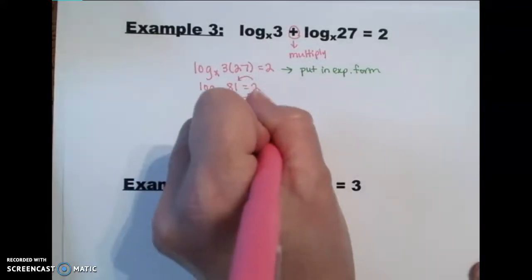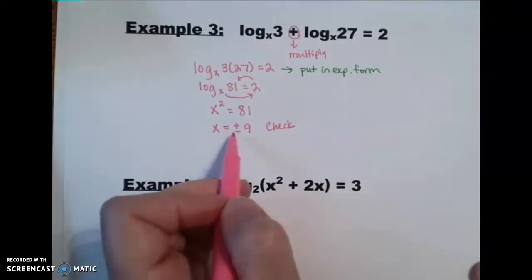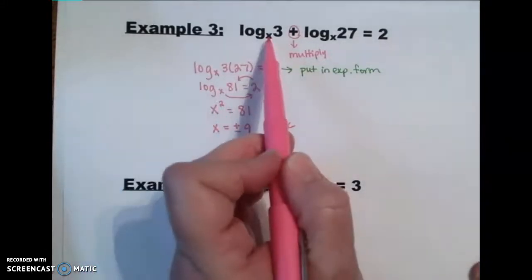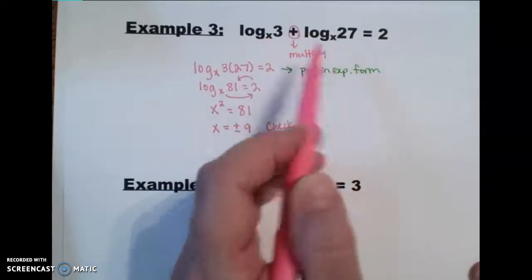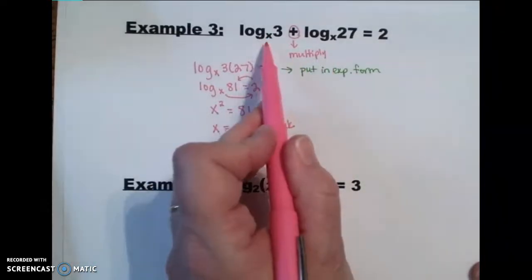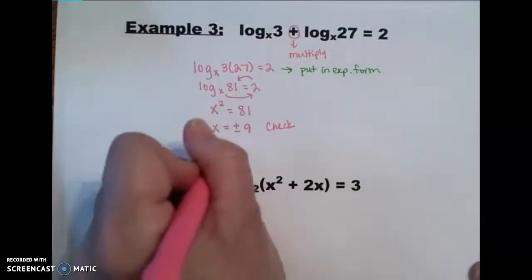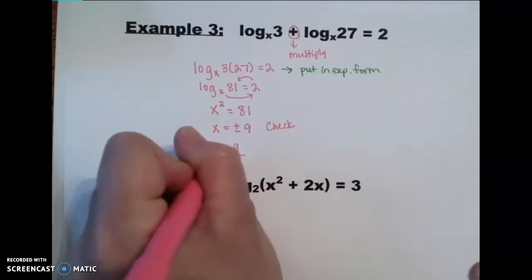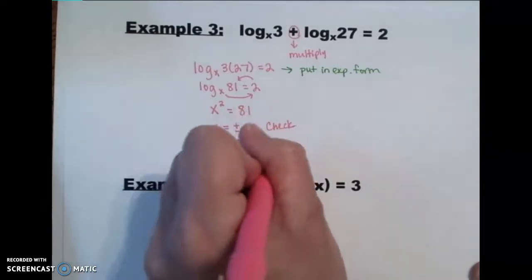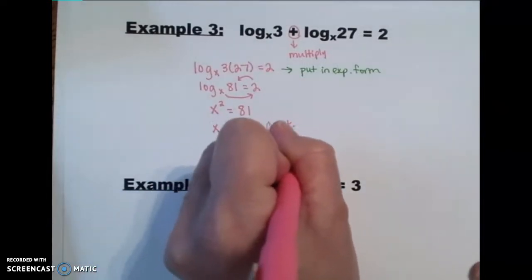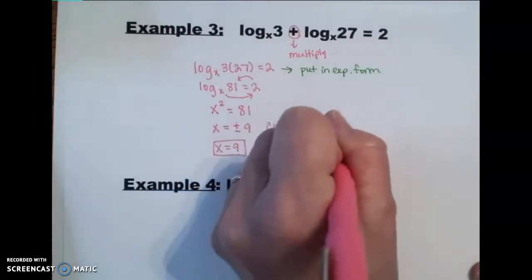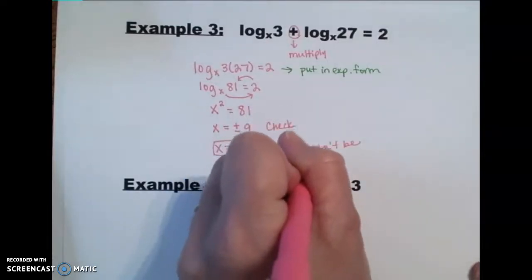So I would take the square root of both sides, which is going to give me plus or minus 9. So we're going to check that. So if I put positive 9 here, my base is going to be 9. If I put negative 9 here, my base is going to be negative. So we're only going to keep the x equals 9. And I'm going to make a note. Base can't be a negative number.